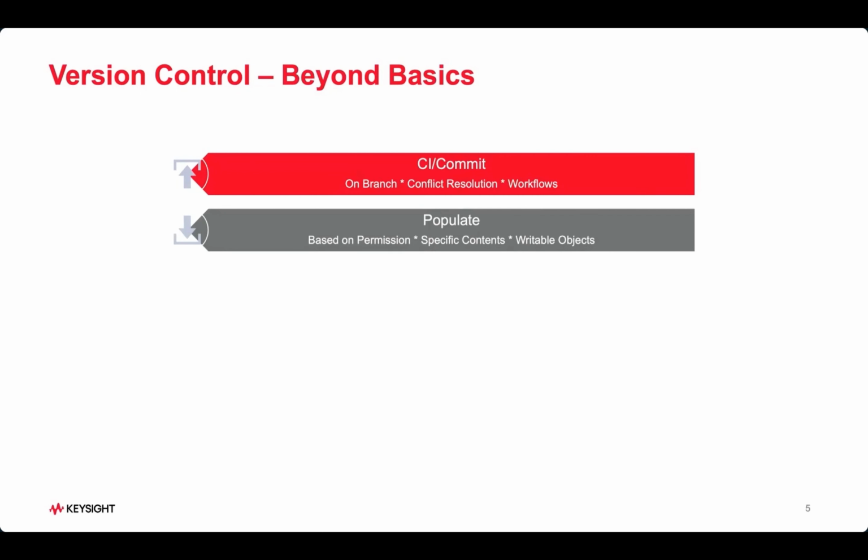When you look at populating or bringing the data into the workspace, you need to look at it from different perspectives, which may be, is there specific content that you want to bring in. The project may consist of a lot of data, analog data, RF data, digital data. So based on the work that I'm working on and based on the permission, is it going to get me the right content? Different teams may have different styles of working.